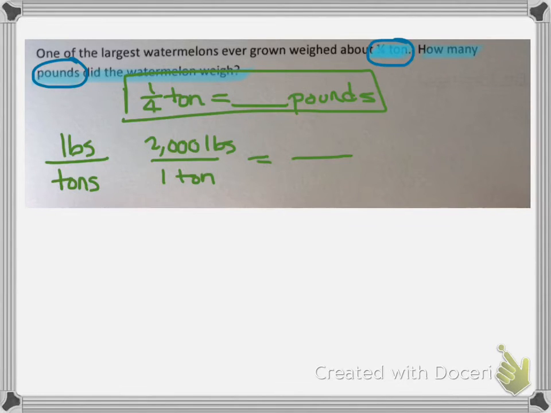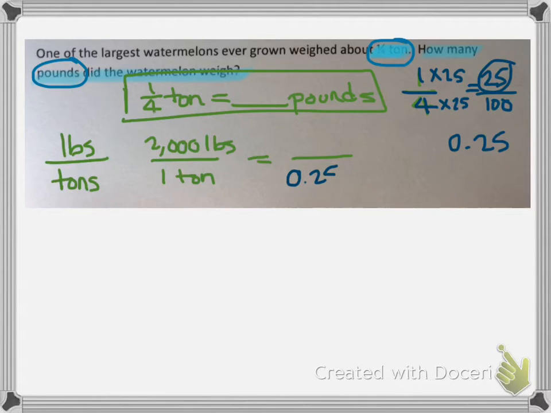Remember how we converted our fraction to a decimal? We're going to do the same thing. We're going to convert this fraction to a decimal. So I have 1/4. My denominator needs to be 10 or 100, so I'm going to multiply times 25. Times 25, that gives me 25 over 100. I take the digits in my numerator, and those become the digits in my decimal. So that means that I have 25 hundredths of a ton equals X pounds. That's what I'm looking for.